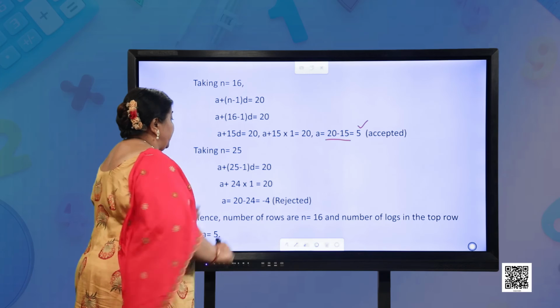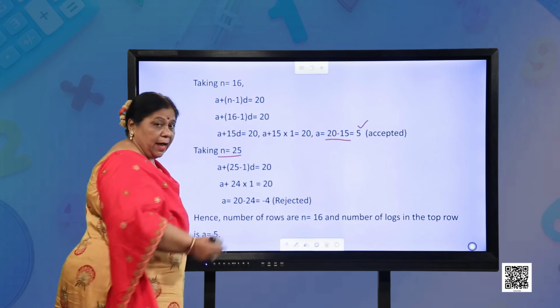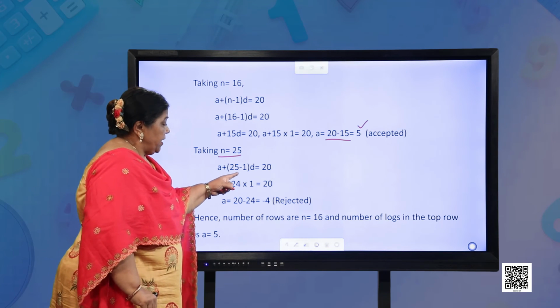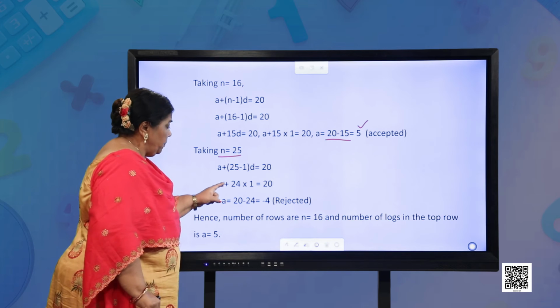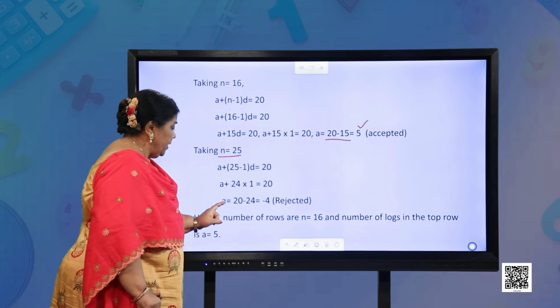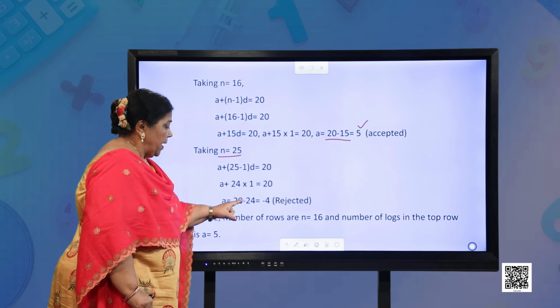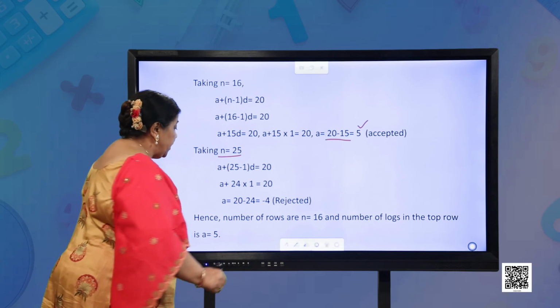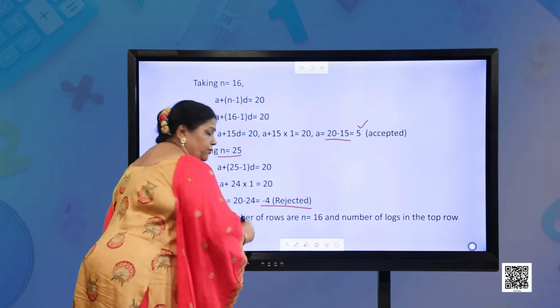Let us see, if I take n is equal to 25, what happens? a plus (25 minus 1) into d is 20. So, a plus 24 into 1 is equal to 20. That gives me a is equal to 20 minus 24, that is minus 4. Can you have minus 4 logs of wood?